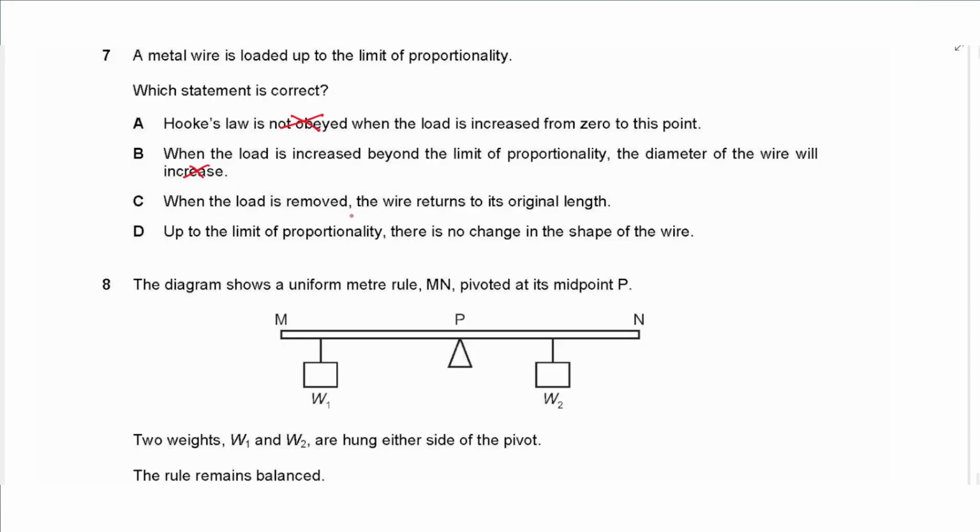When the load is removed, the wire returns to its original length. Yes. Up to the limit of proportionality, there is no change in the shape of the wire. No, the length changes. So the answer is C.